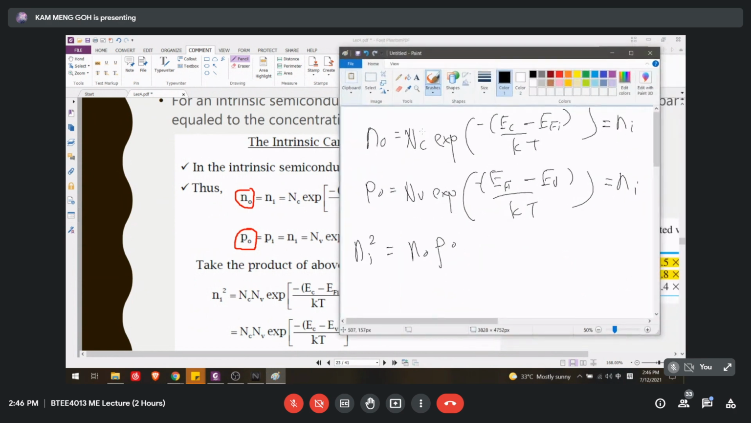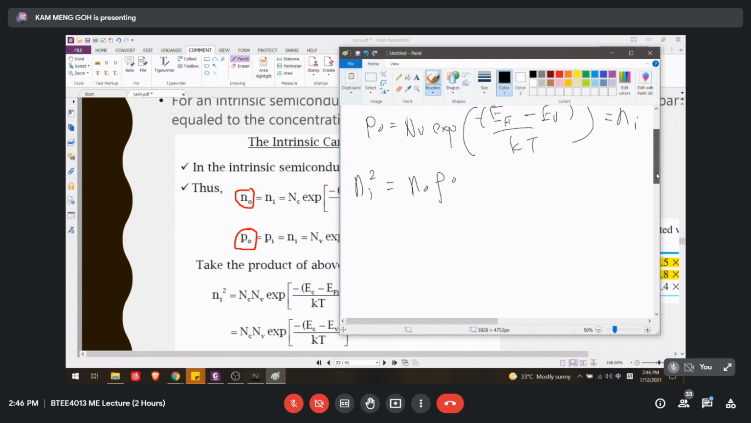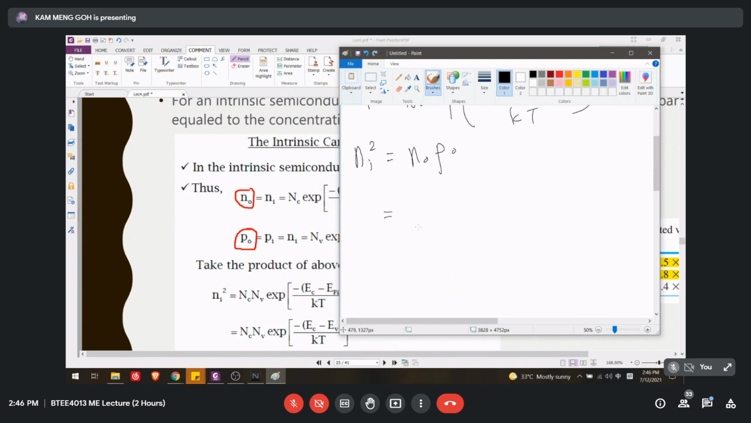But how are you going to link all these things together? You want to create a formula that will consider the intrinsic semiconductor, the intrinsic carrier concentration, and NC and NV. So one way to do it is to multiply N0 and P0 together. Then you get Ni square. So in order for you to do this, you just need to do the NC, NV exponential minus EC minus EFi over KT, exponential.